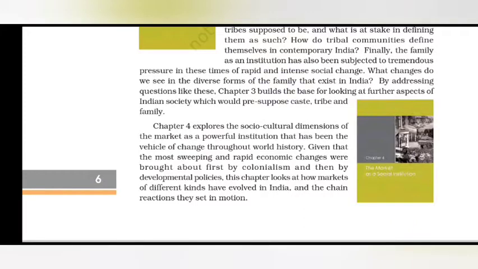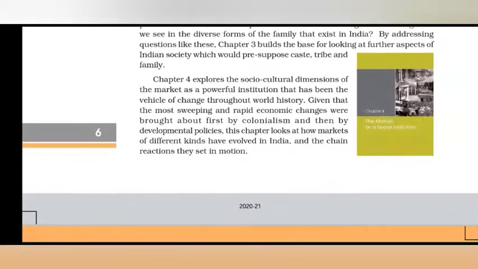Finally, the family as an institution has also been subjected to tremendous pressure in these times of rapid and intense social change. What changes do we see in the diverse forms of family that exist in India? By addressing questions like these, Chapter 3 builds the base for looking at further aspects of family.